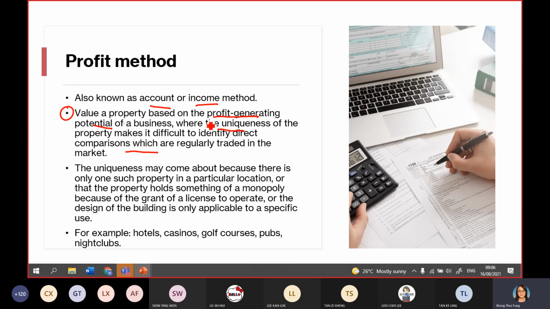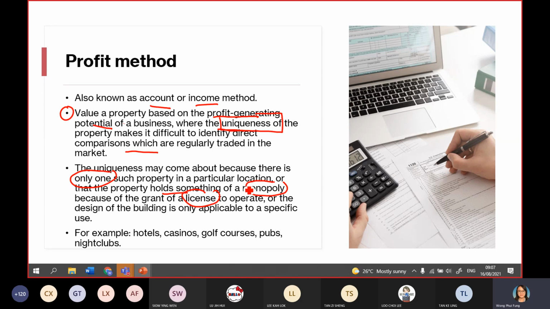So for property that can use profit method, they need to fulfill this word called uniqueness. Uniqueness can come across because there is only one such property in a particular location, or the property holds something of a monopoly because of the grant of a license to operate. This one you can refer to Genting Casino.